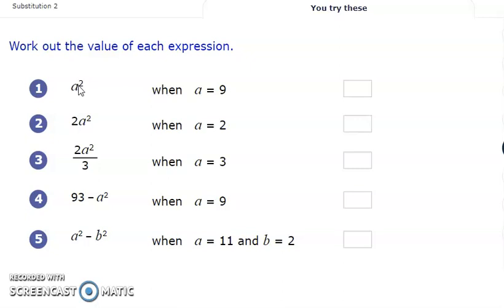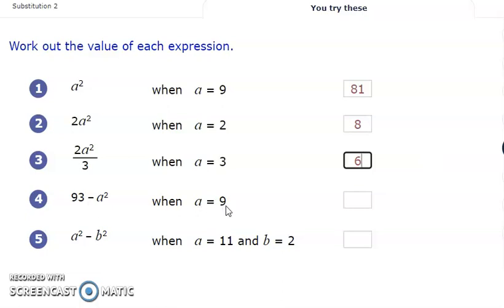When a is equal to 9, what is a square? A square is a times a, that is 9 times 9, which is 81. 2a square: a square is 81, so 2 times 81. 2a square by 3: a square is 9 times 2, 18. 18 by 3 is 6.